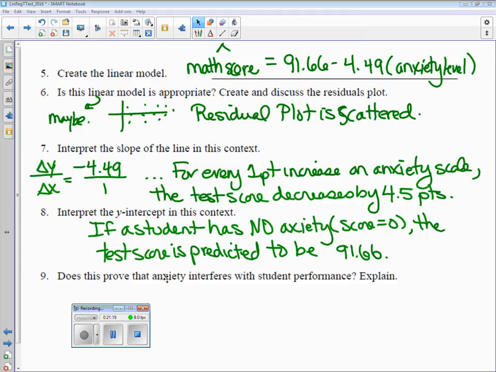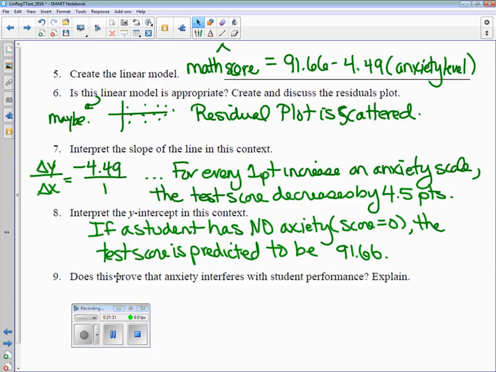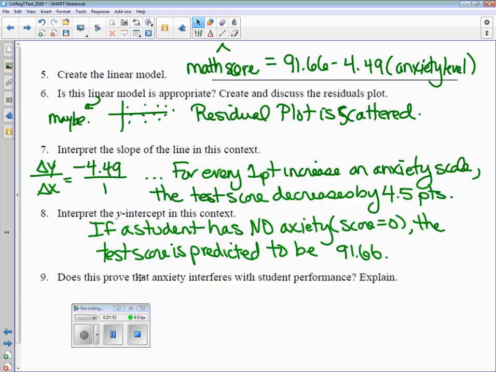Okay, so just kind of formalizing what we've already said up to this point. We are now going to answer question 9. Does this prove, the word prove, that anxiety interferes with student performance? I don't think that this alone will prove anything, but a hypothesis test will. So what we need to do is look at this from a hypothesis test point of view.